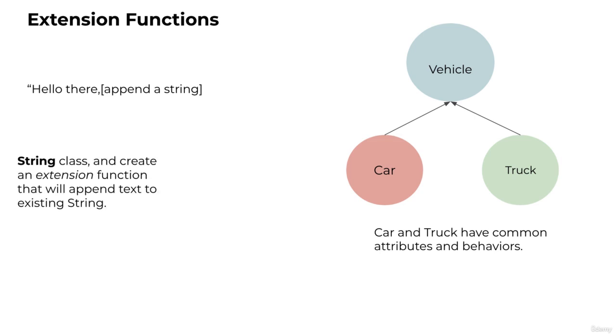So string being one of the classes that comes pre-built in Kotlin, we can actually extend that and create a function, what we call an extension function, that will append the text to an existing string. Now, this is a very simplistic example, of course, and there are other ways to actually append strings. This is going to give us a start to understanding extension functions. Okay, let's go ahead and take a look in code and see how that will work.